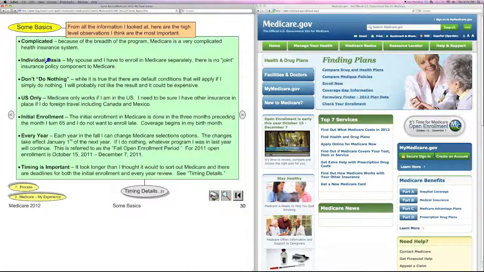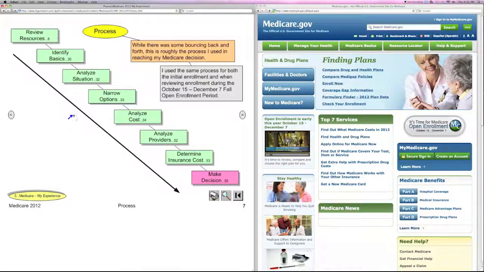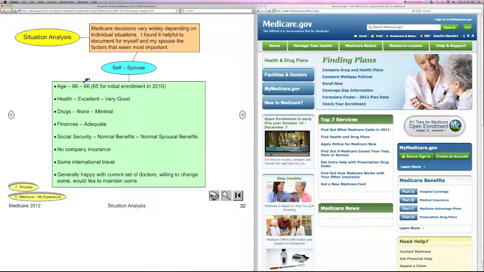After I looked at all those resources, I ended up identifying some basics about Medicare, and you might want to look through these. These might be helpful to you as you think about your Medicare process. I then analyzed the situation that my wife and I are in, and came up with these characteristics: age, health, drugs, finances, and so forth. Something you might want to look at.